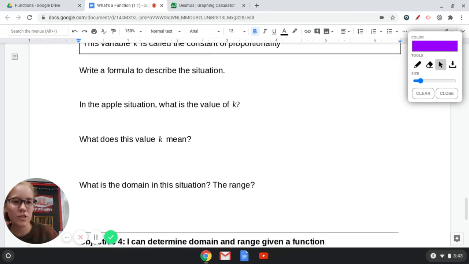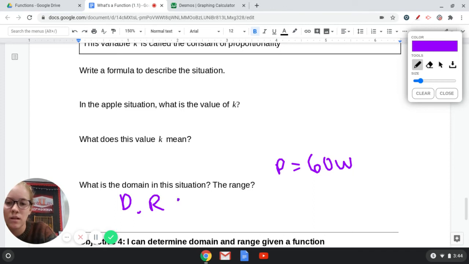Okay, domain in the situation and the range. Well, if you wrote it down, it was P equals 60W. So again, you could buy 0 pounds, so for both domain and range, for this one, yes, it will also be 0 is included to infinity. This is a hard bracket.